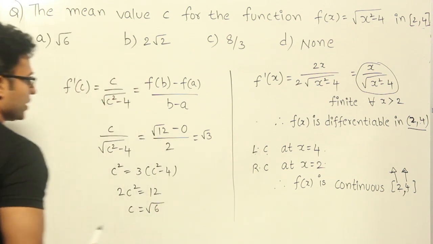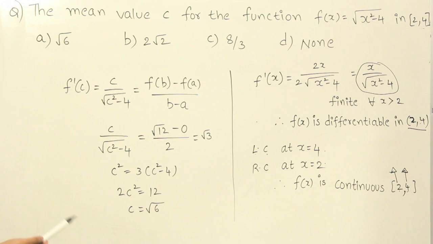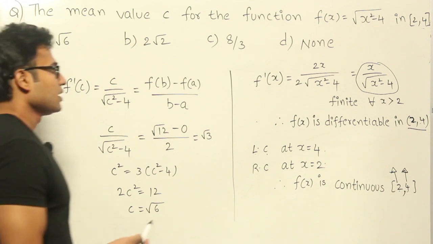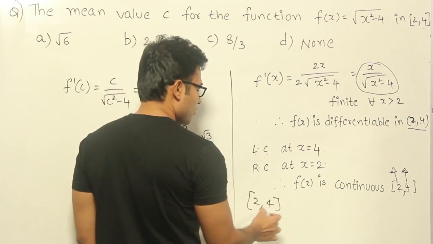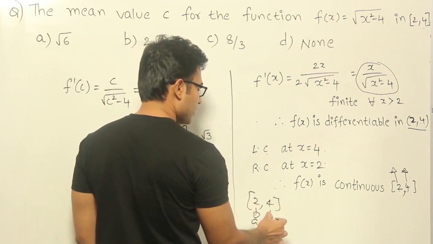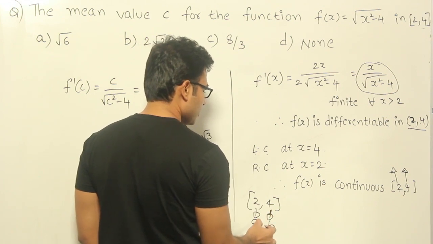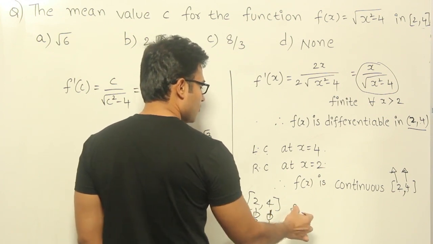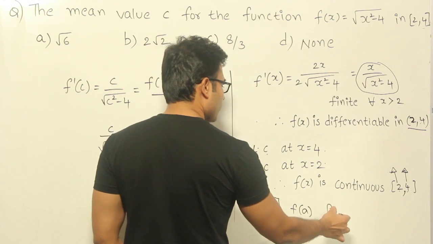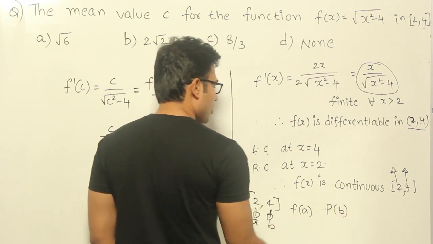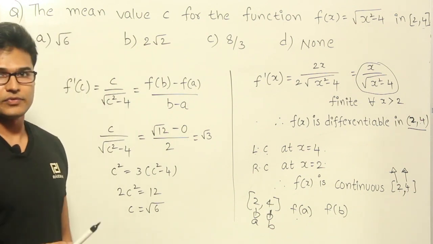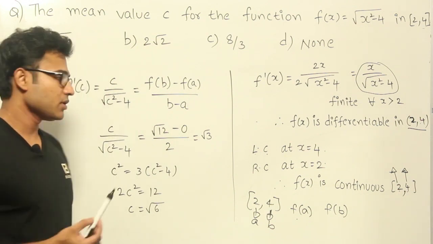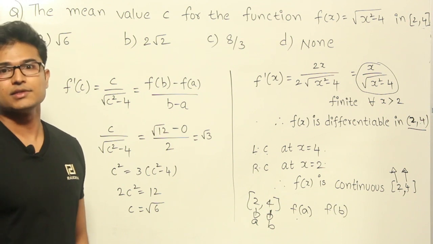Okay. After that, you can apply any theorem depending on the values of f of a and f of b. Now if you observe, 2 is the lower bound, which means it is a, and 4 is b. In order to apply any theorem, you have to find the value of f of a and the value of f of b. After finding these two values, if both are equal, you can apply Rolle's theorem. If both are not equal, you can apply Lagrange's theorem, right?